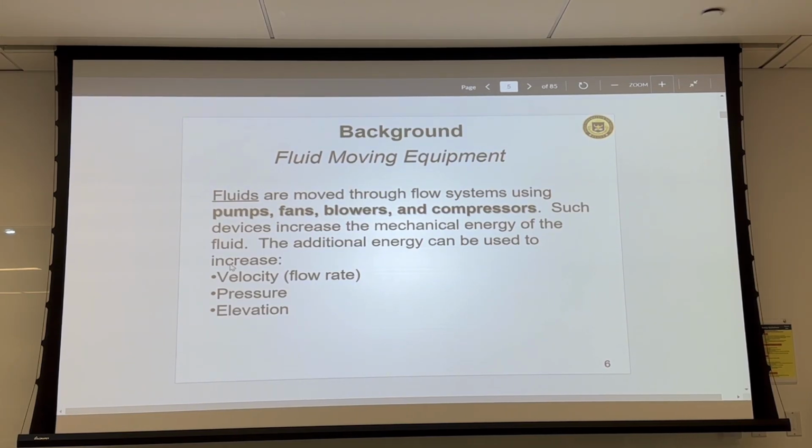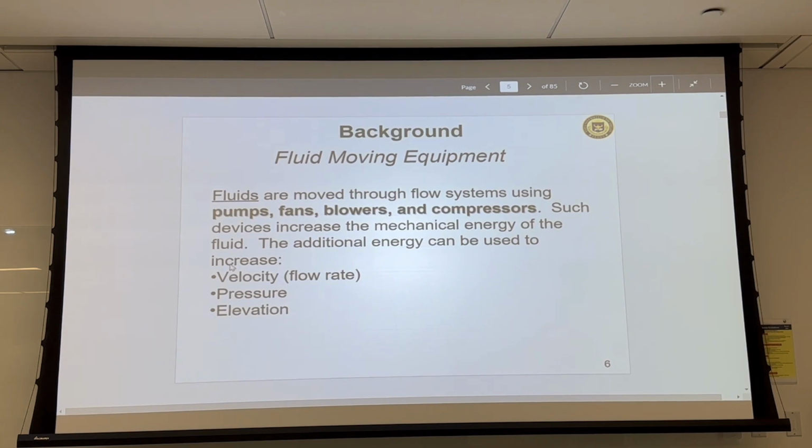For example, if you have an internal combustion engine, the gas tank has gas, and you're pumping gas from there to the engine. That is, you're moving the fluid. So that's where you use the pump. The fans and blowers and everything are different mechanisms to move different things, but generally you are moving the fluid.